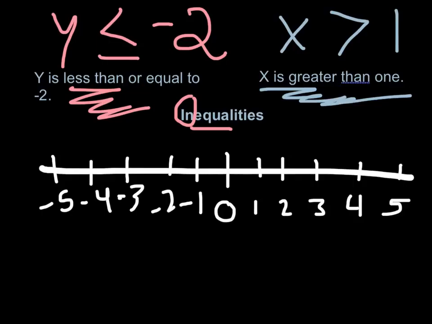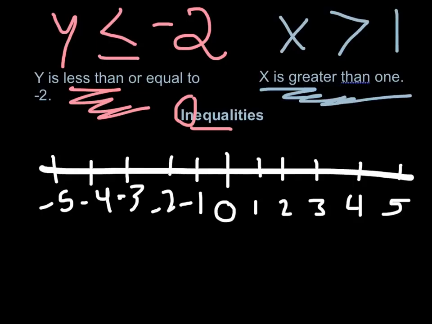Let's take a look at our first inequality. It is y is less than or equal to -2. This means that y is going to be less than or equal to -2. It won't just be less than -2. It includes -2 in the inequality. So it's less than -2, but it's also equal to -2.